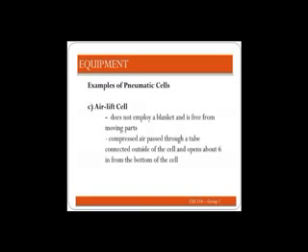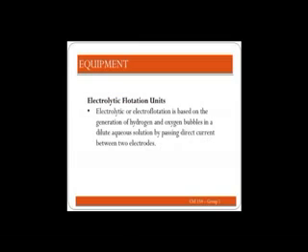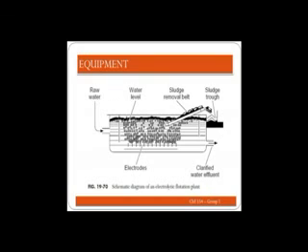The third one is the airlift cell. This cell does not employ a blanket like the Calo cell. It is free from moving parts. The compressed air is passed through a tube connected outside of the cell and opens about 6 inches from the bottom of the cell. There are other types of equipment used in flotation process. One is the electrolytic flotation unit. This involves the generation of hydrogen and oxygen bubbles in a dilute aqueous solution by passing direct current between two electrodes. This is the schematic diagram of an electrolytic flotation plant.